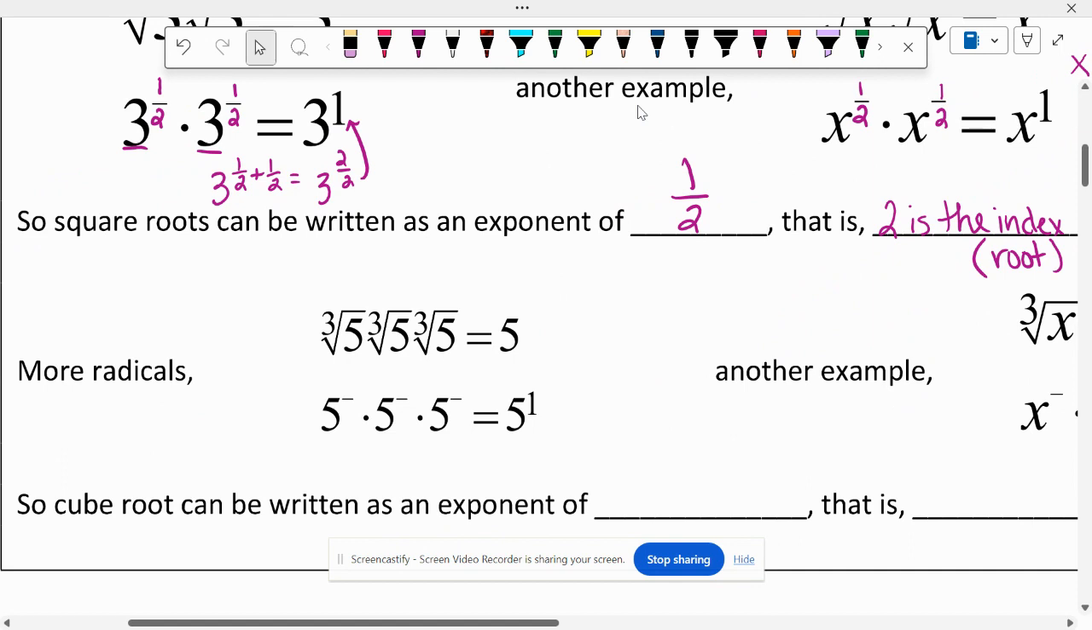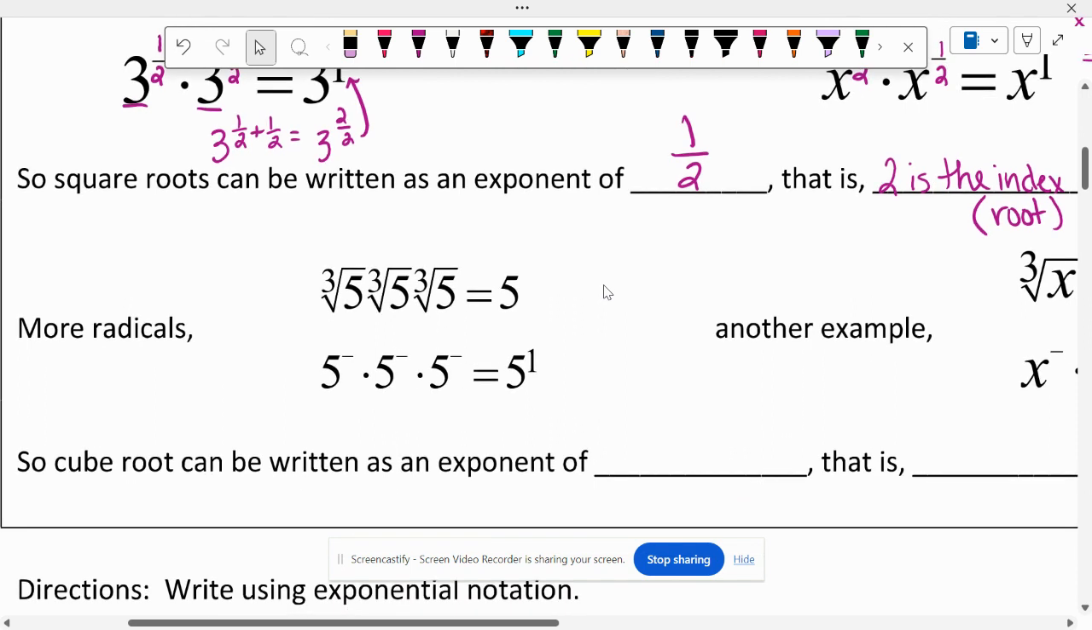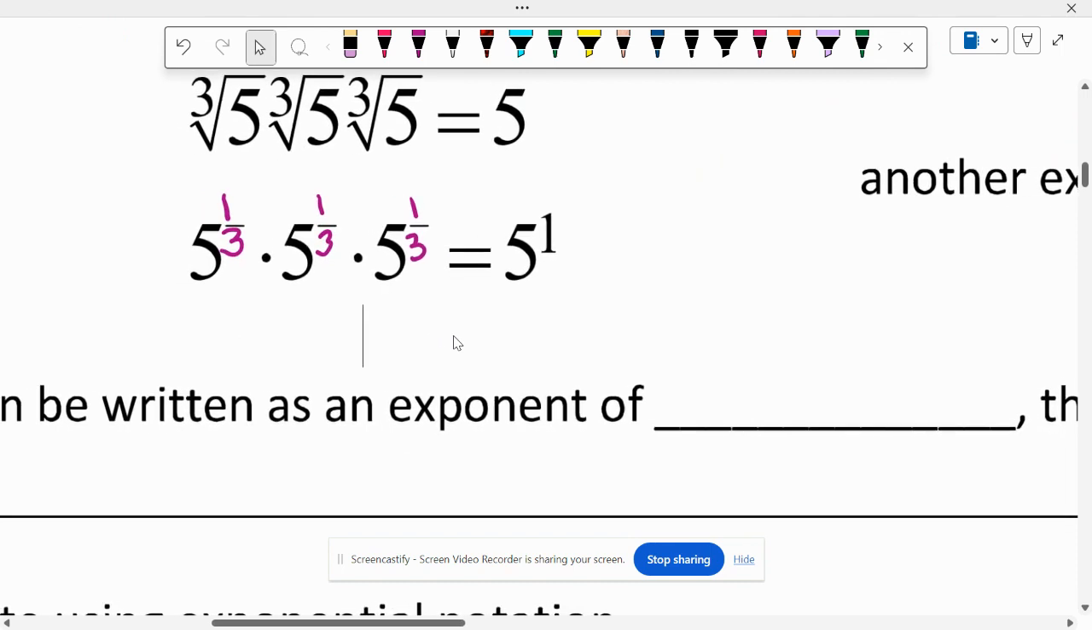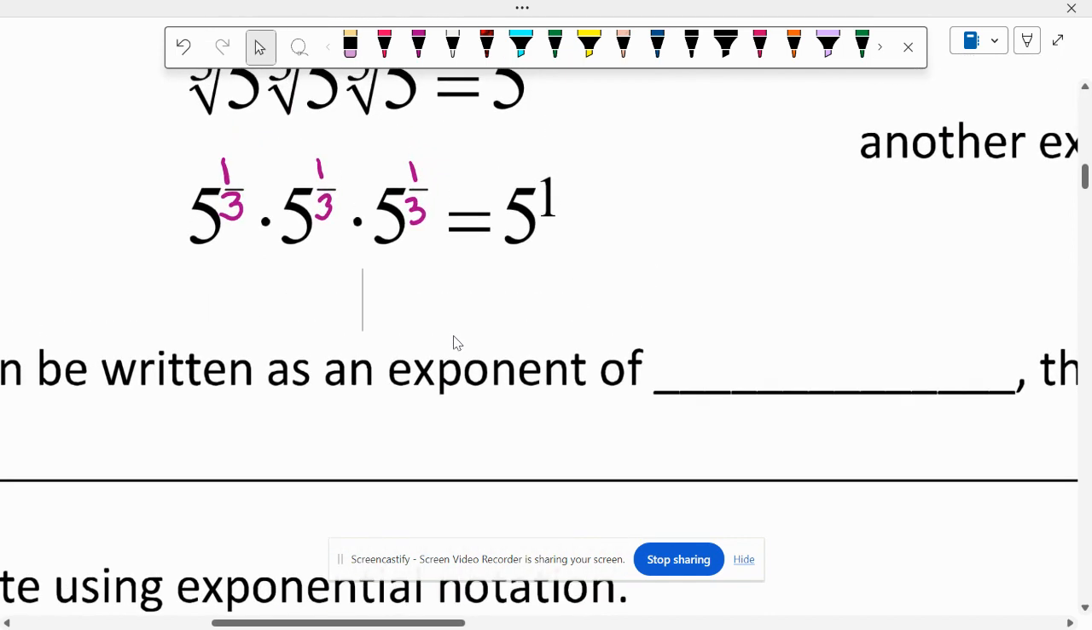So the next one says, well, let's talk about cube roots. Let's talk about a cube root. So let's see. The cube root of 5 times the cube root of 5 times the cube root of 5 equals 5. Why? Well, that's the same thing as saying 5 to the 1/3 power times 5 to the 1/3 power times 5 to the 1/3 power. And hopefully we all know that 1/3 plus 1/3 plus 1/3 is 1 whole, right?